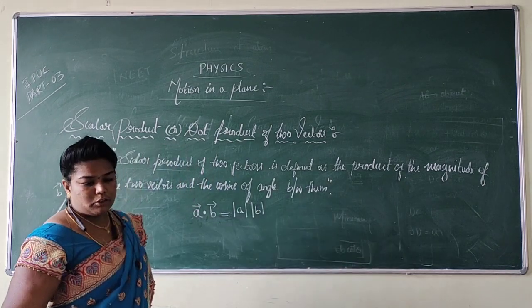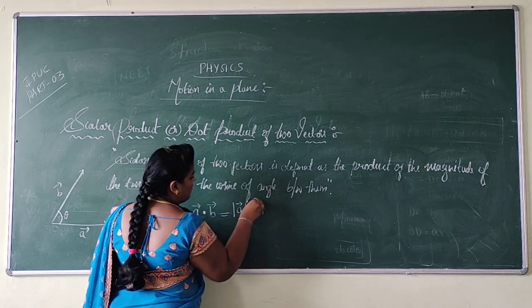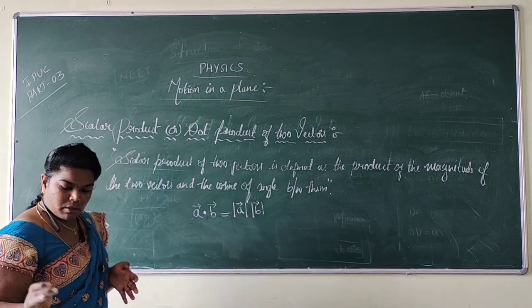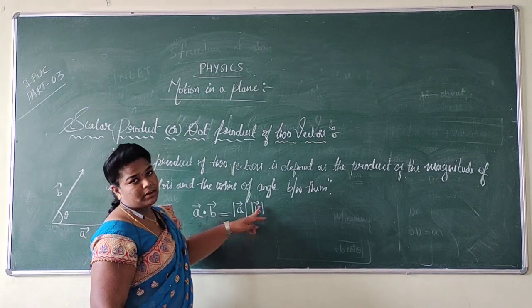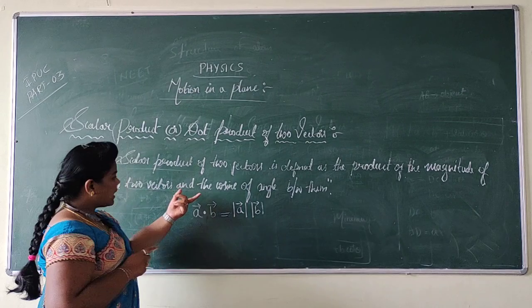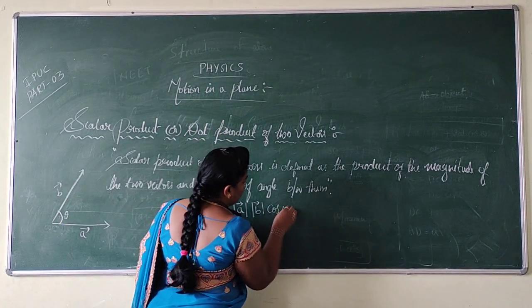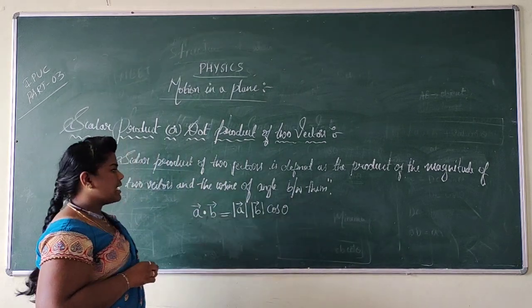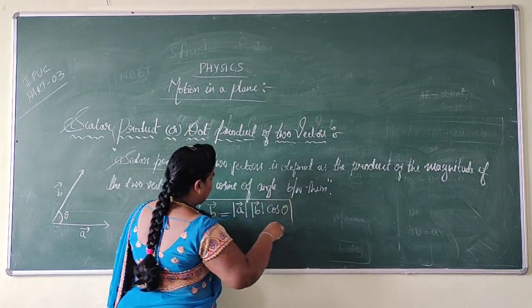So we have two vectors, and for those two vectors I am just multiplying the magnitudes: the magnitude of vector A and the magnitude of vector B. I am not multiplying the directions here. And then the cosine of the angle between them, where theta is the angle between the two vectors. This is the representation of the scalar product.